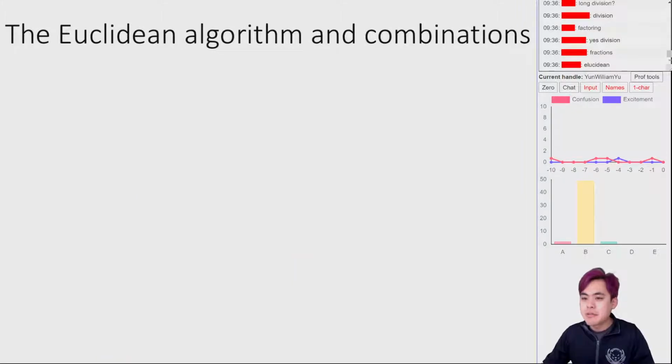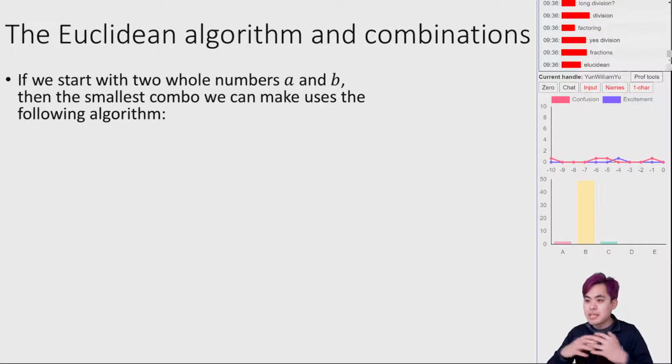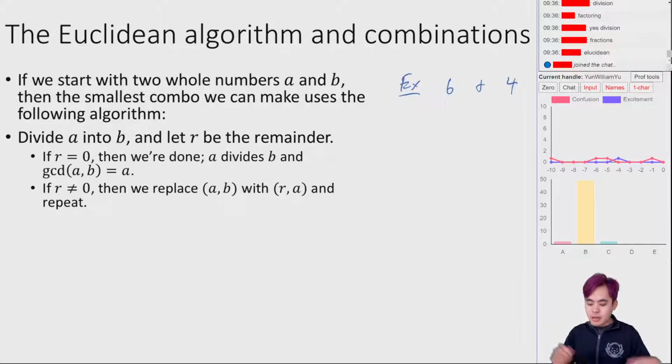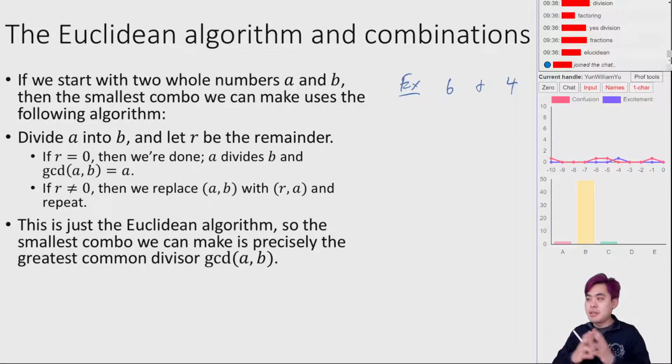So it turns out that if we start with 2 whole numbers, a and b, for example, let's start with 2 small ones just to make life easier, 6 and 4, then we can divide a into b, and let r be the remainder. If r equals 0, we're done. A divides b, and we find the greatest common divisor. And if r is not equal to 0, then we replace a and b with r and a and repeat. This is just the Euclidean algorithm. And so the smallest combo we can make is precisely the greatest common divisor.